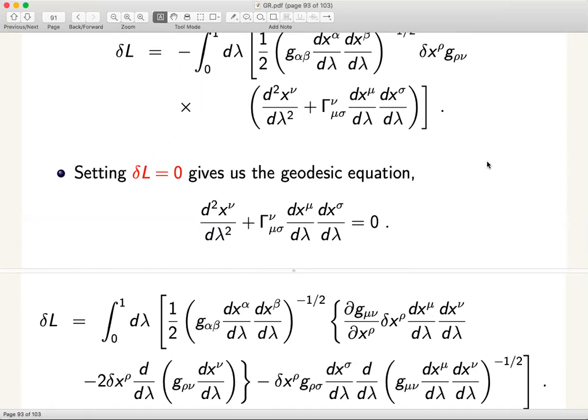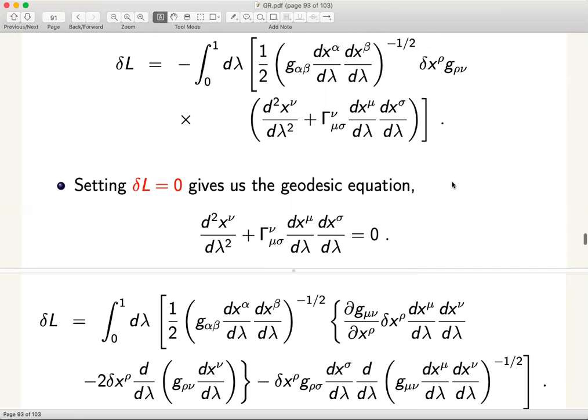So we'll stop here and we'll study the solution to the geodesic equation in the next class.